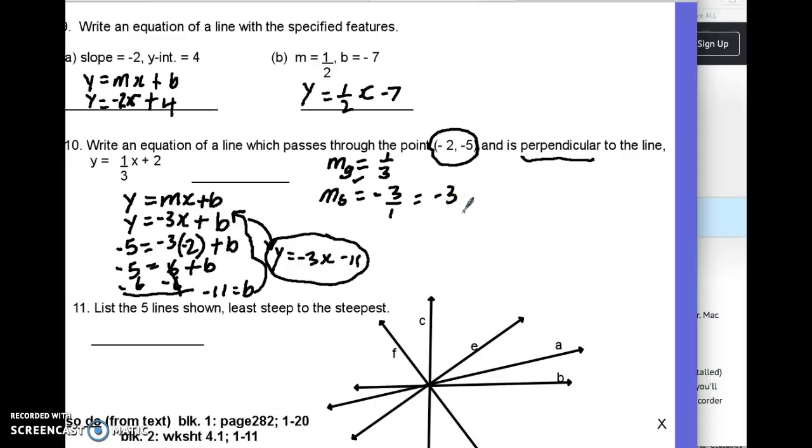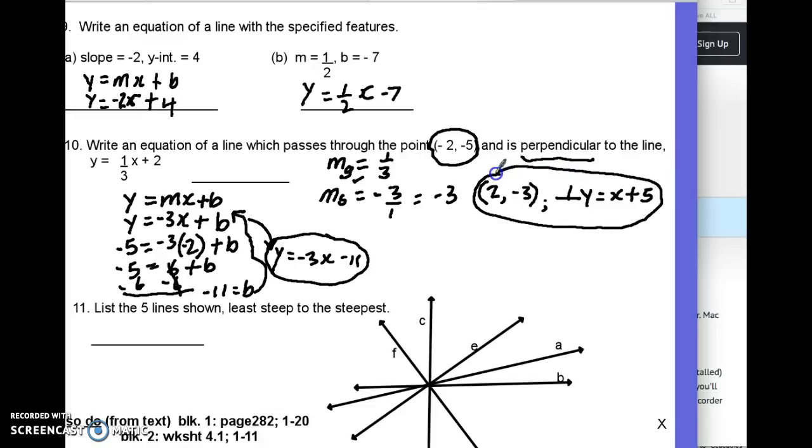How would you do this one? If you're asked to find the equation of a line that passes through, let's say, the point 2, negative 3, and it's perpendicular to the line y equals x plus 5. Okay, that's one for you to work on. It'll be interesting to see what you get for that. Maybe you can check it with me at school.